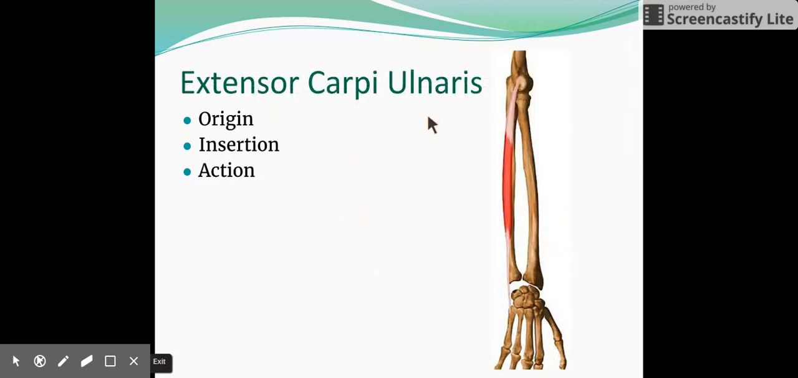Then you have extensor carpi ulnaris. This one's going to be on the ulna side instead of the radius side that we were looking at with the last two muscles. So extensor carpi ulnaris, it has its origin here on the humerus, and its insertion point is here on the fifth metacarpal. And again, it extends the hand at the wrist.